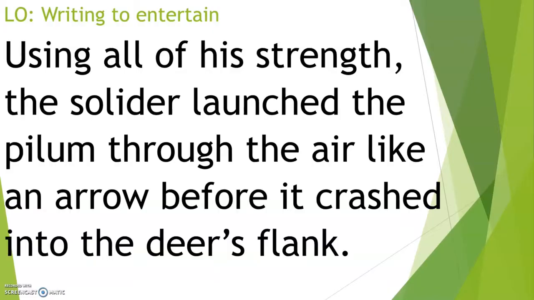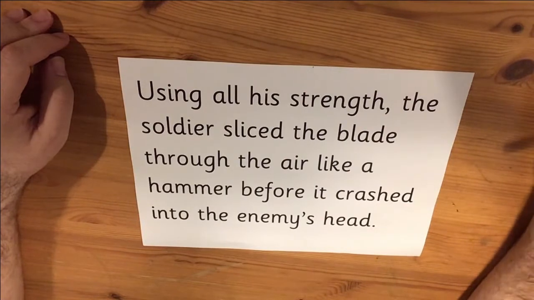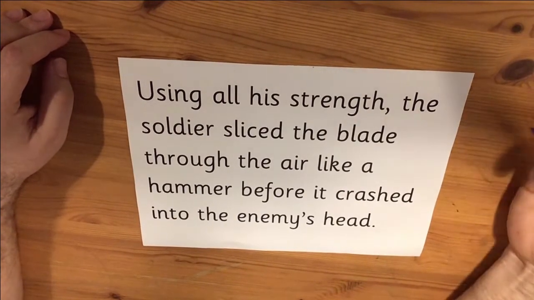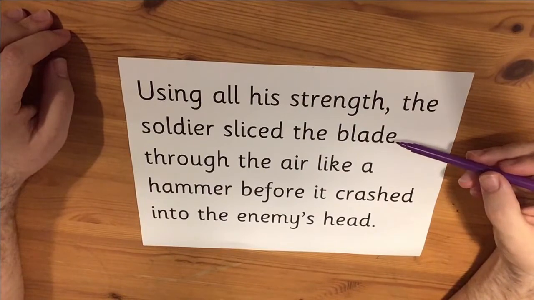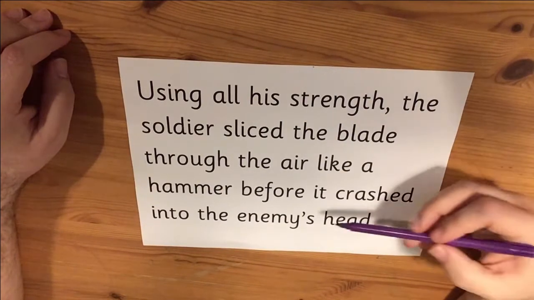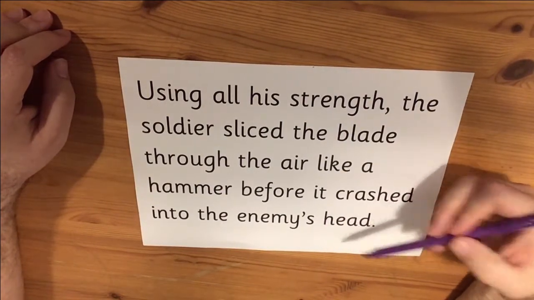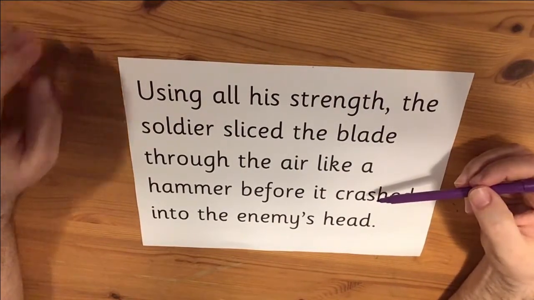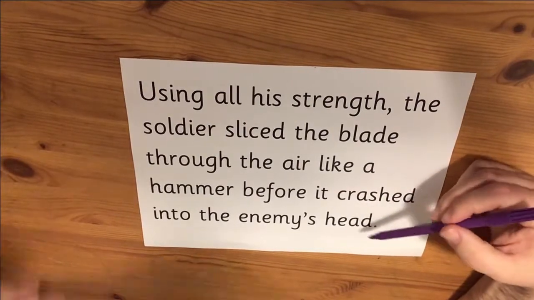The third sentence says, "Using all of his strength, the soldier launched the pilum through the air like an arrow before it crashed into the deer's flank." So from that sentence I created, using all his strength, the soldier sliced the blade through the air like a hammer before it crashed into the enemy's head. So notice I have replaced the pilum with his sword because I wanted to get up and close to the enemy, and the deer has been replaced with the enemy's head. But it's still the same thing. There's still a weapon striking whatever it is, and then the thing being squished and dead.